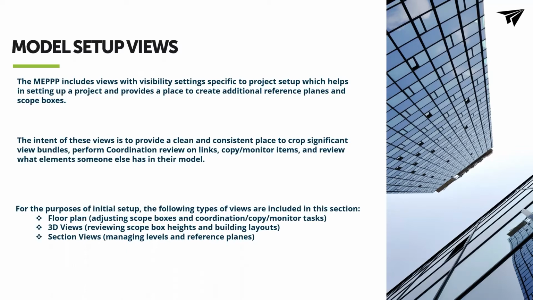So there are 3 different types of views within the model setup views. There's the floor plan views, and those cover adjusting the scope box, X and Y, and coordinating copy monitor tasks. 3D views are for reviewing the scope box heights, they're Z, and building layouts. Section views are going to be for managing your levels and your reference planes, which you can copy monitor in those views.